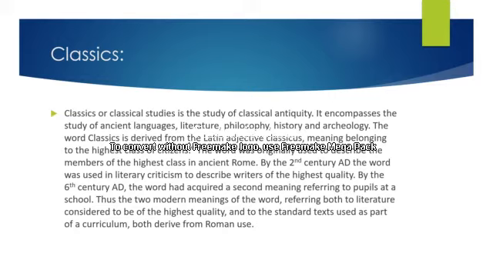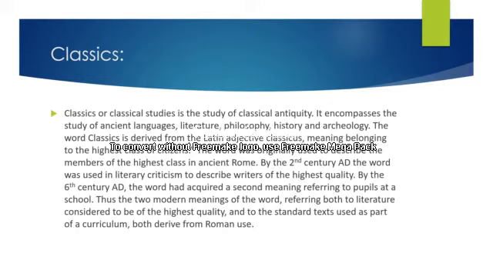By the 6th century AD, the word had acquired a second meaning, referring to pupils at a school. Yes, by the end of the 6th century AD, the word had acquired a second meaning, referring to pupils at a school.